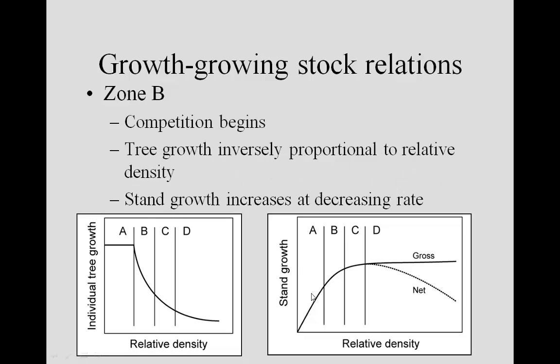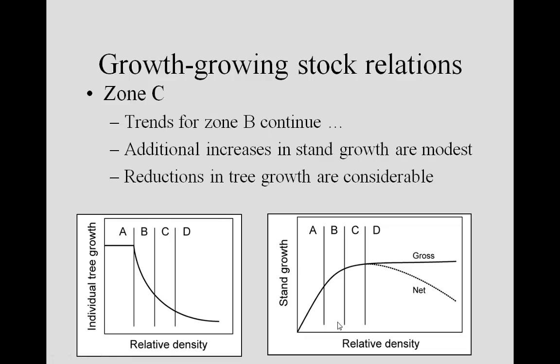Now, as we get into stands where there is competition, the individual stands have entered stage B, so I'm calling it zone B here on these figures. Competition has begun, and tree growth is inversely proportional to relative density, so it's decreasing with increasing relative density. Stand growth is increasing at a decreasing rate as we move from one plot to another with increasing relative density. So hopefully that's clear. Stage C, the trends that we saw in zone B continue.